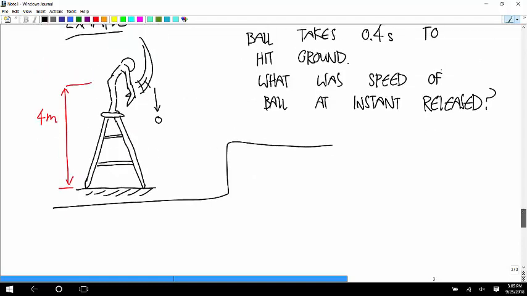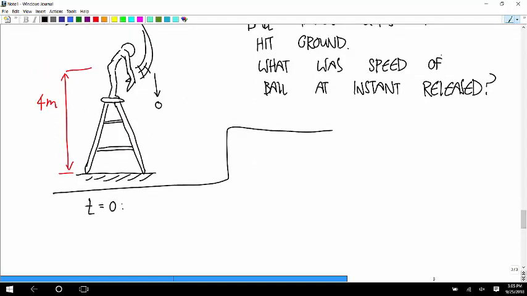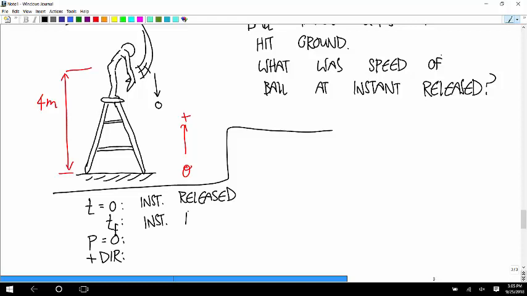All right, so we have to choose these four: time equals 0, time final, position equals 0, and the positive direction. I'm going to choose 0 on the ground and positive up because that's what I always do in free fall problems. Time equals 0 is going to be the instant it's released. Time final is the instant it hits the ground. P equals 0 is the ground. Positive direction is up.